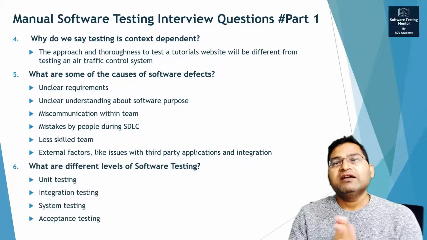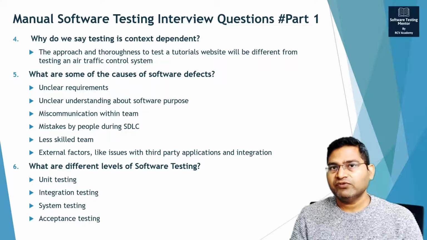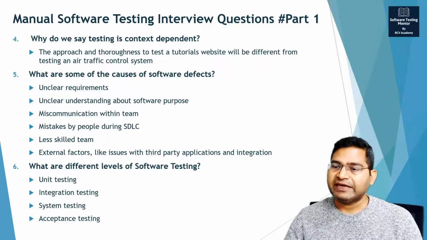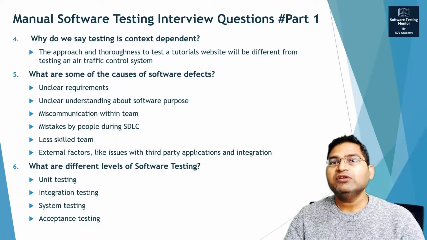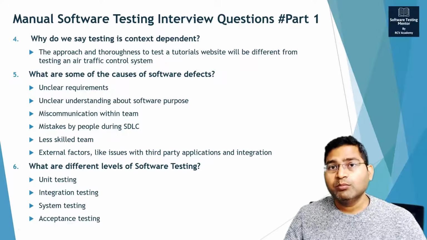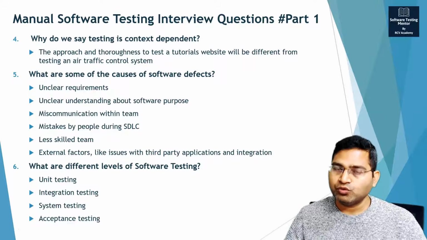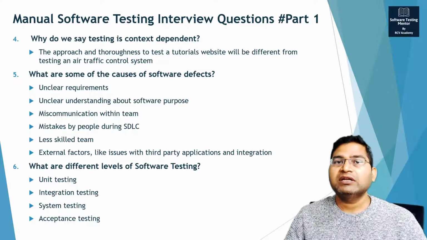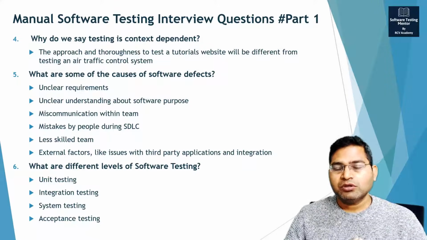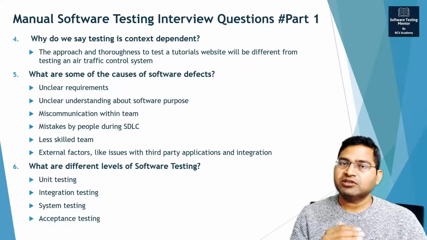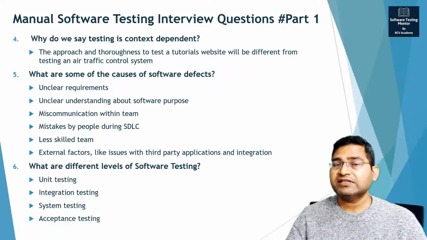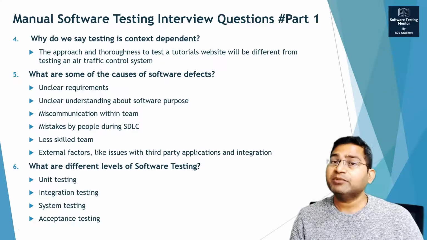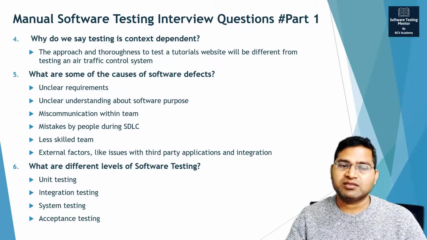Now, what are the different levels of software testing? There are 4 levels of software testing: unit, integration, system, and acceptance. Most of the testing that you do, or the types of testing, will basically fit into these 4 levels. Very important question: whenever you are asked what the different levels of testing are, there are 4 levels. Types of testing are many, but levels are only 4: unit, integration, system, and acceptance.